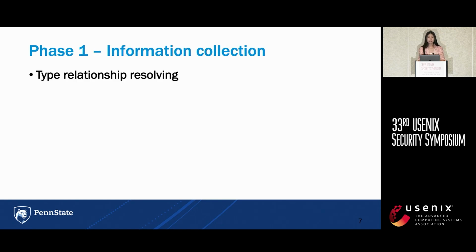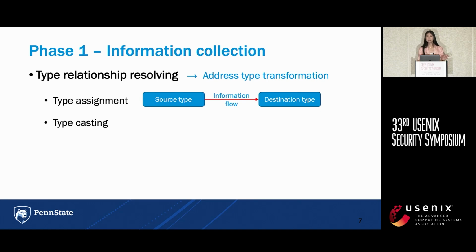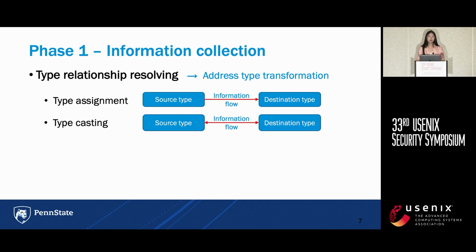In phase 1, we first resolve the relationships between multi-layer types to address the challenges caused by type transformation. There are 2 kinds of type transformation. First is type assignment. It assigns a variable with one multi-layer type to another variable with another multi-layer type, leading to information flow from the source type to the destination type. Typecasting casts one type to another type, leading to bidirectional information flow between the source and the destination types.